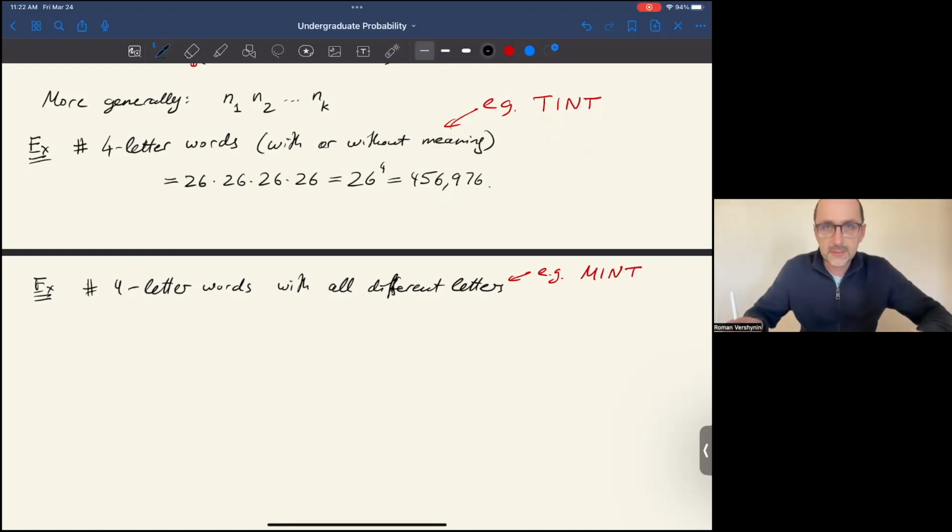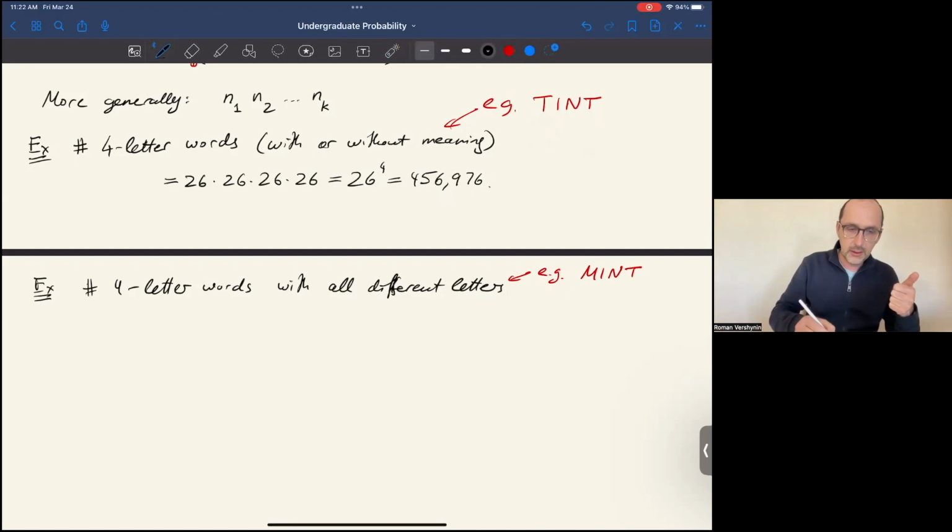All the 4 letters are different here. All right, let's think. Let's look at this as 4 experiments that we do in a sequence. The first experiment is to choose the first letter, and that can be done in how many ways? 26 ways. That's how many letters there are.